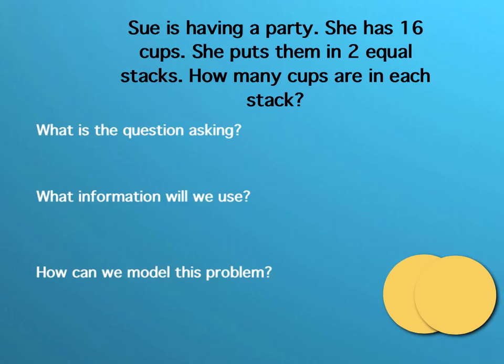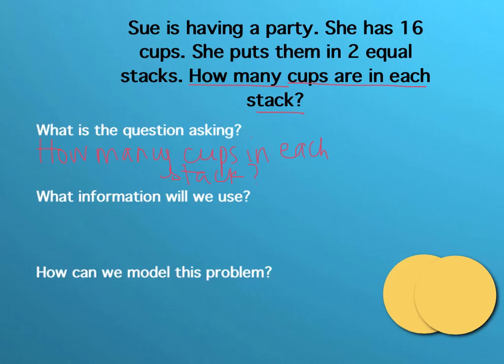Let's look at this problem. Sue is having a party. She has 16 cups. She puts them into 2 equal stacks. How many cups are in each stack? Well, guys, the first thing we need to do, like on our constructive response, is figure out what the question is asking us to find. What's the question asking? How many cups are in each stack? So on your constructive response, that's what you would write. How many cups are in each stack? Excuse the handwriting.